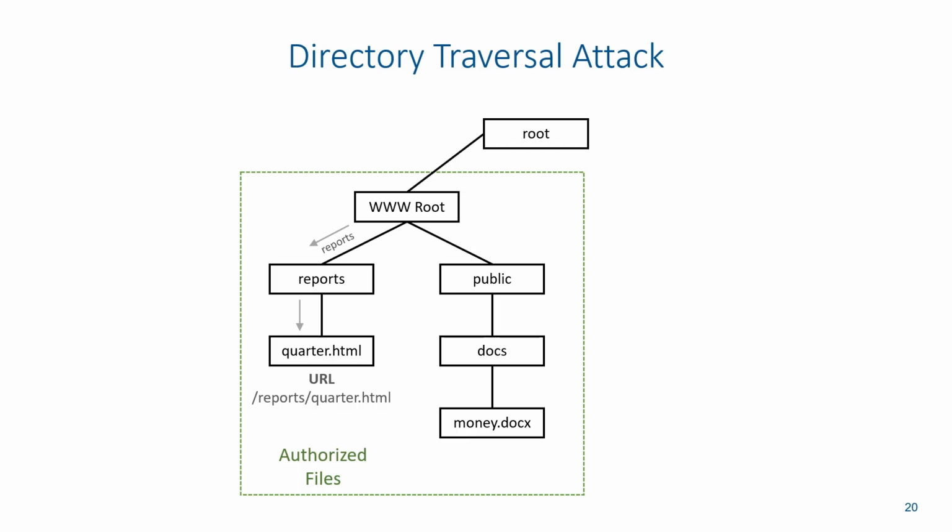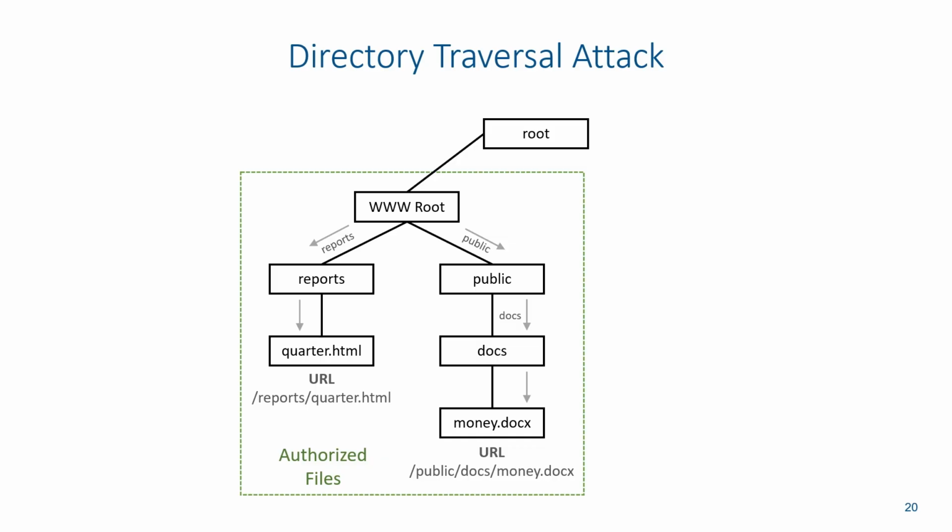And in order to navigate to it, you'd go to the web directory such as orman.creighton.edu/reports/quarter.html to open it. If you wanted to go to the money.docx, you'd go to /public/doc/money.docx. Now, this is how you'd access the authorized files that are publicly accessible on your web application.